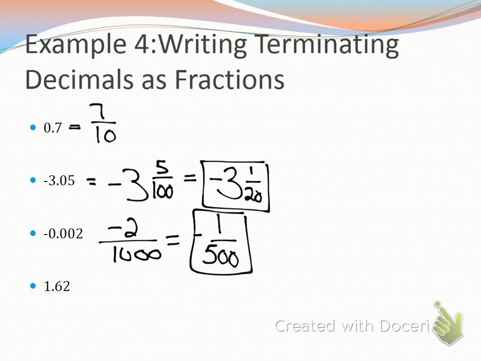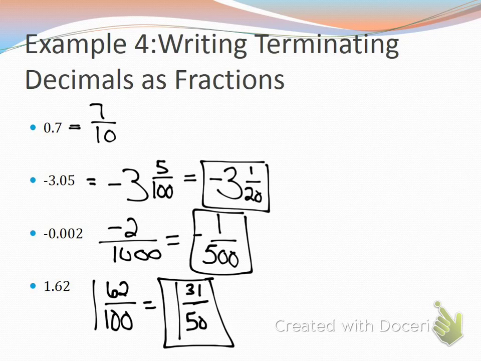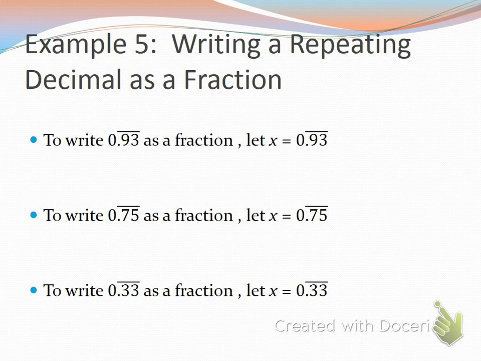All right, don't forget your negative. Then we've got 1 and 62 over what? 100. Yep, and then we reduce it. 1 and 31 over 50. All right, so you've got an entire section, guys, of just this. However, sometimes it's a repeating decimal. Sometimes it's a repeating decimal, like, let's see, example 5.